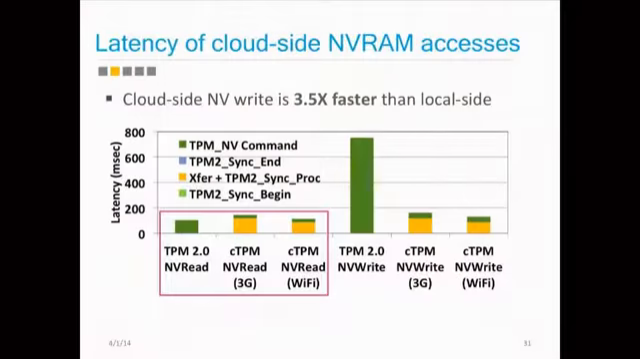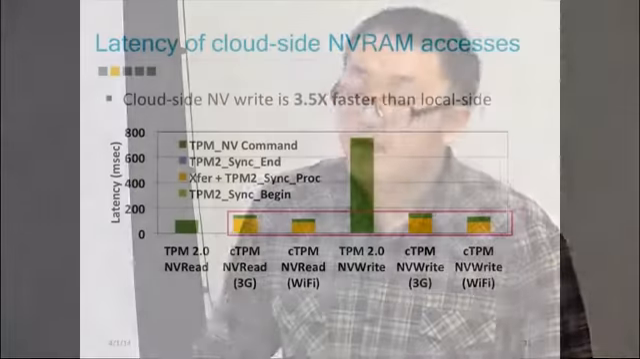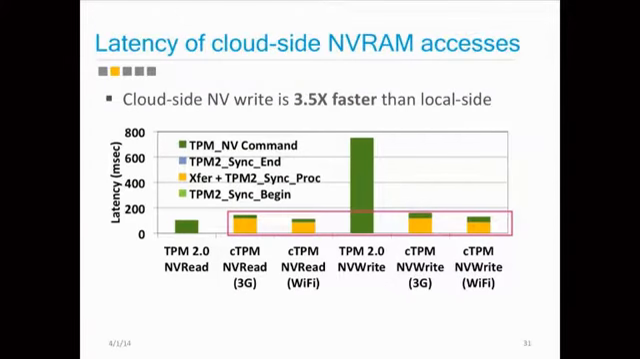The result demonstrates that for a remote NV read, its performance is comparable to that of a local NV read. However, for a remote NV write, its latency is 3.5 times smaller than that of a local NV write. Also, the latency of remote NV accesses is actually dominated by the network latency. So we can expect that with better locality in the access pattern and batched operation optimization, the performance for remote NV accesses could be better.